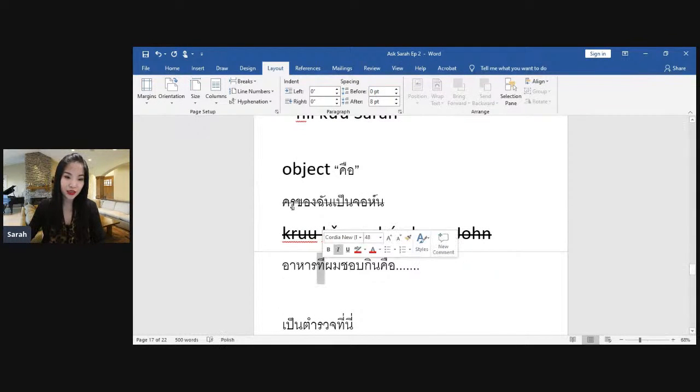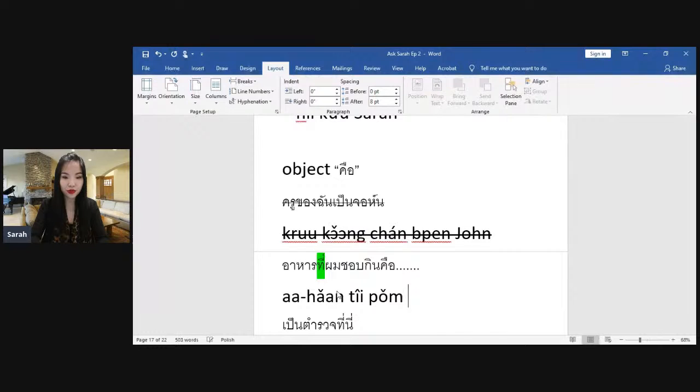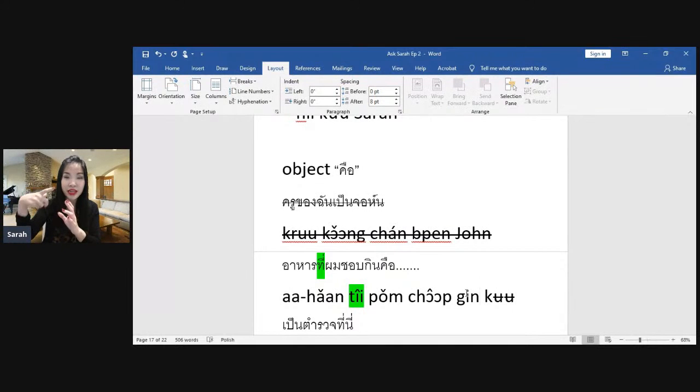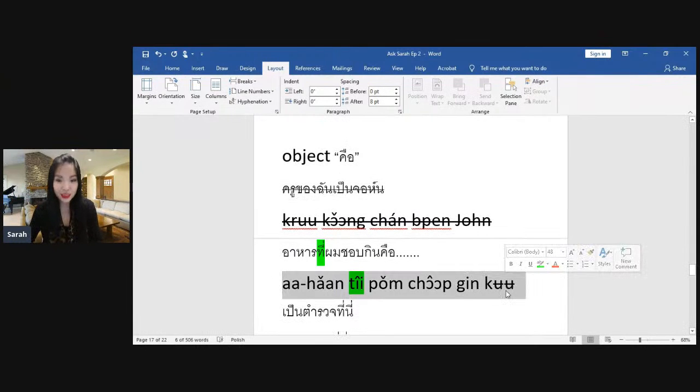อาหารที่ผมชอบกินคือ, the food that I like to eat is. Yeah, this one is specific, right? The food that I like is pad thai. อาหารที่ผมชอบกินเป็น pad thai, that's wrong, because you give a definition, you give the name. Specific name. Okay? อาหารที่ผมชอบกินคือ pad thai.